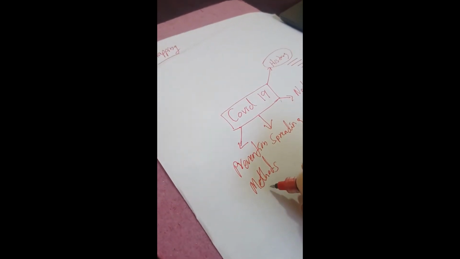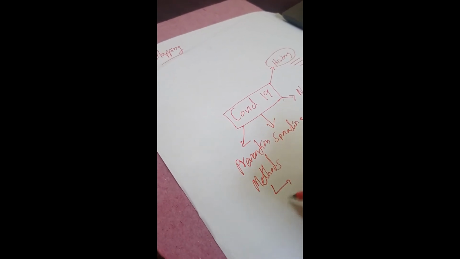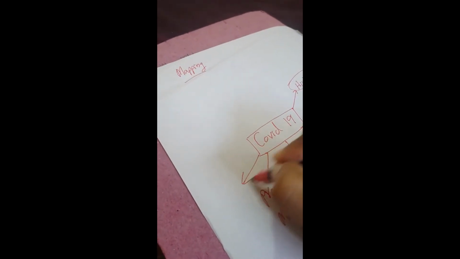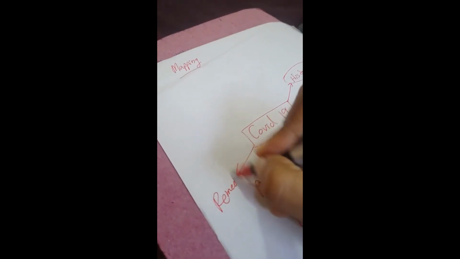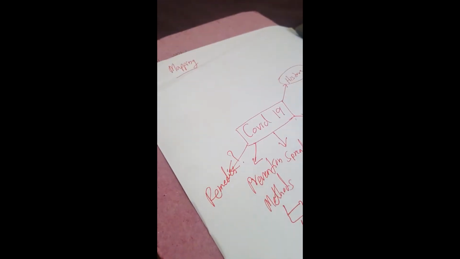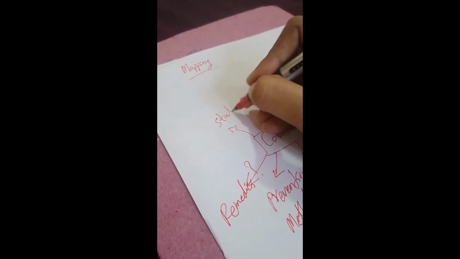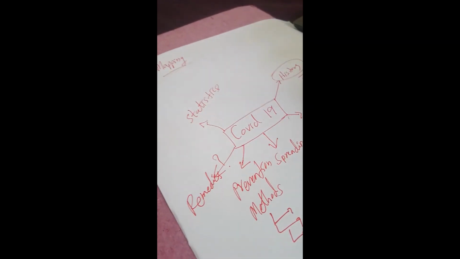And so if there are prevention methods, what are those? And I might have information about remedies. Are there remedies? If so, what are they and what is the current status? And I might also find statistics about the spread, about the number of patients, about the number of deaths, things like that.